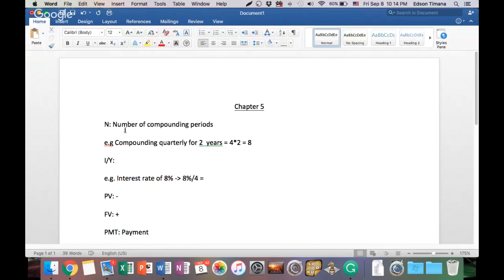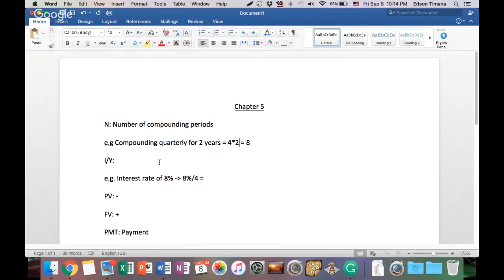So, for example, n simply means your number of compounding periods. However, you have to understand that if something is compounded, for example, quarterly, then that means it is going to be compounded 4 times a year. So let's say that something is compounded quarterly for 2 years, that would be 4 times 2. 2 stands for 2 years, so that would be 8.